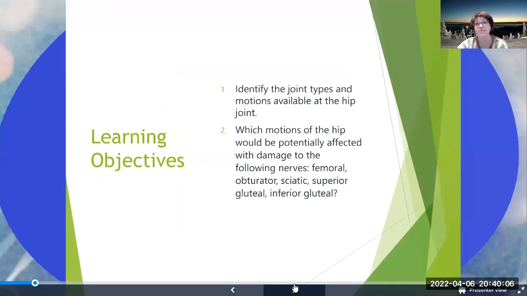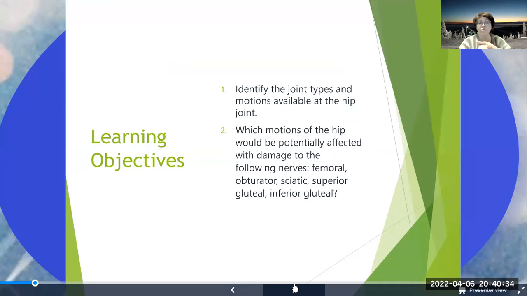The learning objectives for this section are to be able to identify the joint types and the motions available at the hip. So it's a ball and socket joint, right? The head of the femur is articulating with the acetabulum. It's the ball and socket joint, which allows lots of different motions. And we'll talk about all the different motions available at the hip. And there are a lot of them, a lot of different motions and a lot of different kinematic strategies.